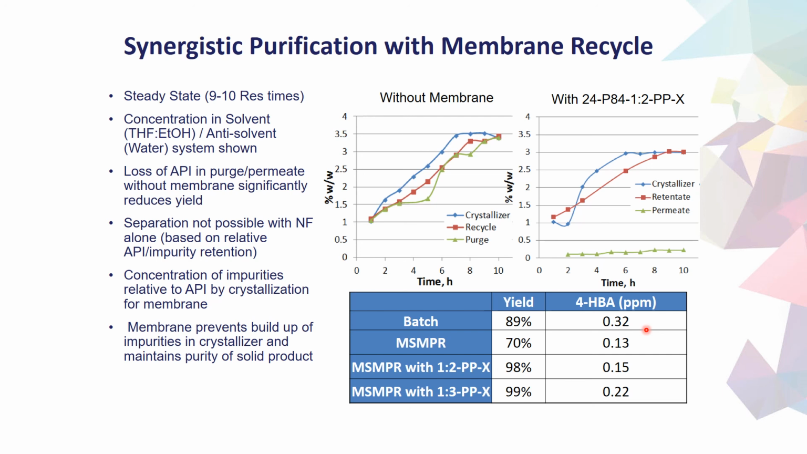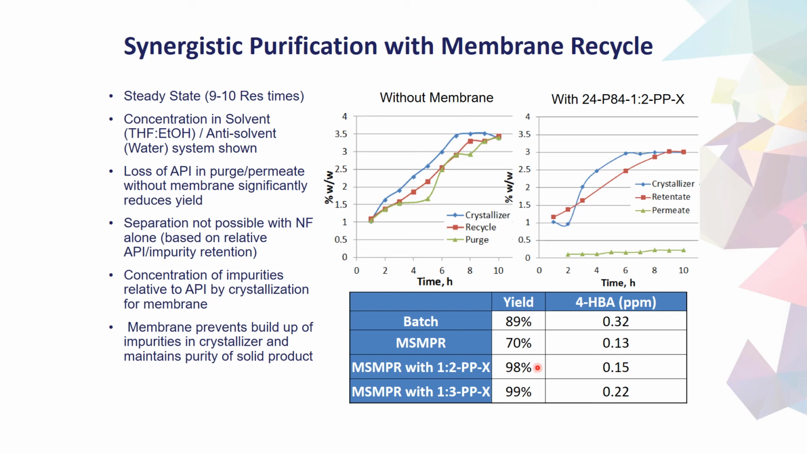A single stage MSMPR that had a residence time set to be the same as the batch time for this combined cooling anti-solvent crystallization would have a yield of only 70%, but at this reduced yield there was a lower level of impurities found. Again, this is right at the limit of detection for the HPLC method that was available for release. So these are effectively equivalent but very high levels of purification.